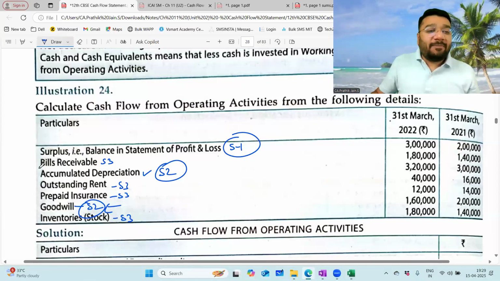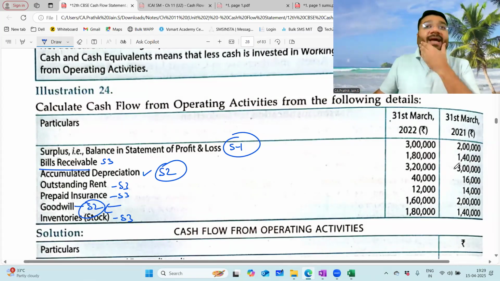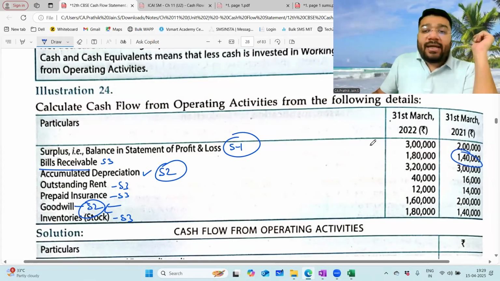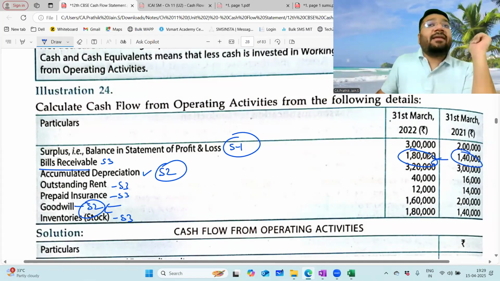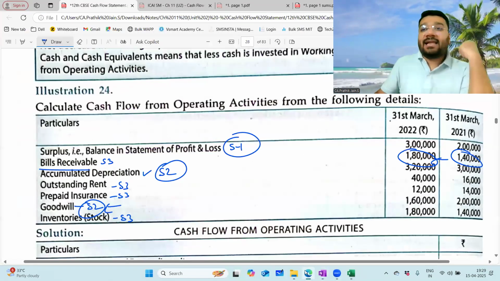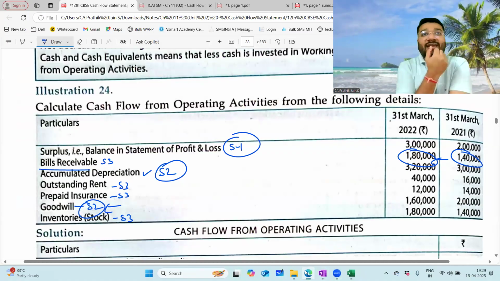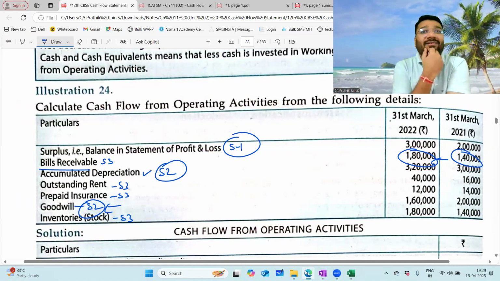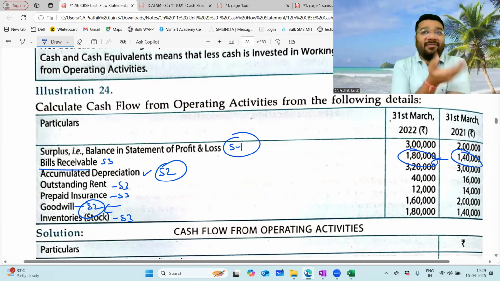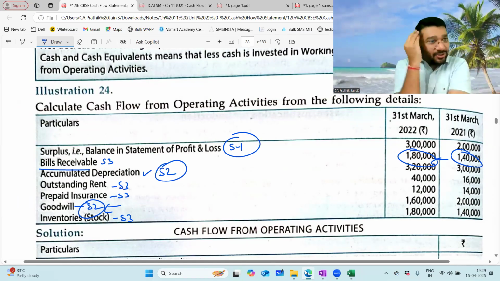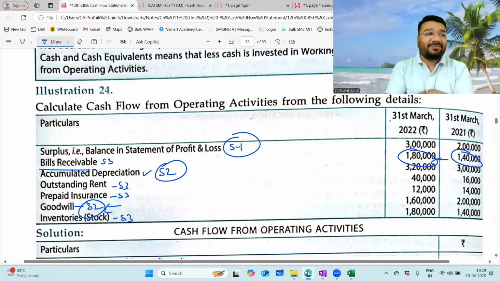Now bills receivable. Current asset from 140 it became 180. Increase in current asset. Add or minus? Less. Reason tell me. You only took CA Inter, so you should tell. Why are you asking us? At least you should know what is the logic behind this. You would have made a sale, but we didn't receive some money. So it is not income.